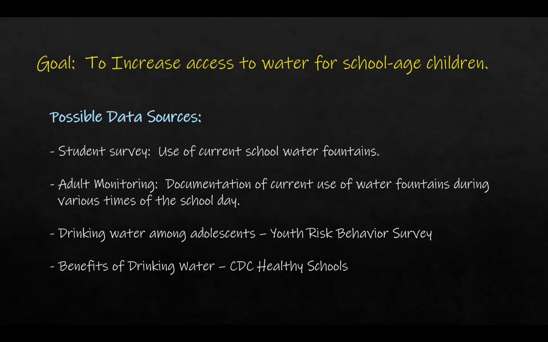For drinking water among students, there are questions on the Youth Risk Behavior Survey about water consumption, so you can use that data as well. And then information on the benefits of drinking water. There's a lot of research out there from the CDC, and on their Healthy Schools website page, there's a lot of information on the benefits of drinking water. So that's some data you can use to show that, hey, if they drink water, they're going to be better suited for learning in the classroom.